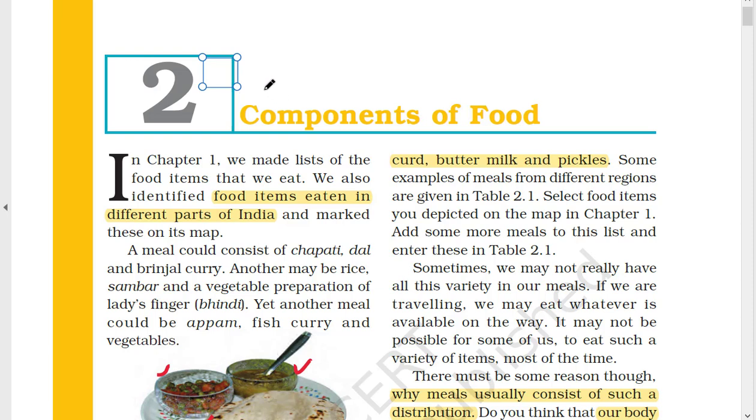We were discussing class 6 science NCERT, and today I'm going to discuss chapter 2 of that book. Please forgive me for my voice today because I'm having a sore throat. So let's start the chapter. The chapter name is Components of Food.